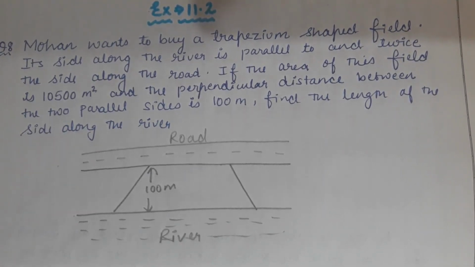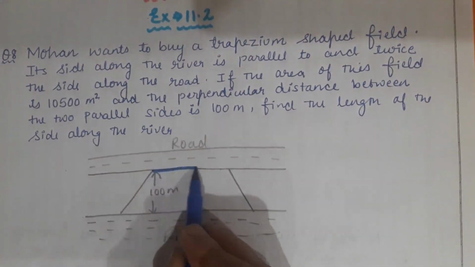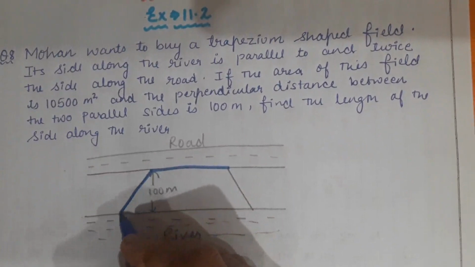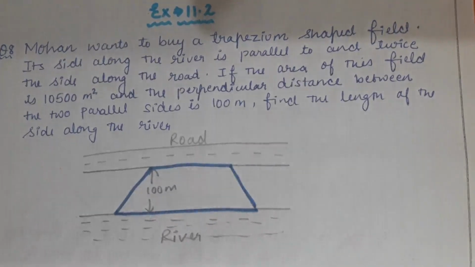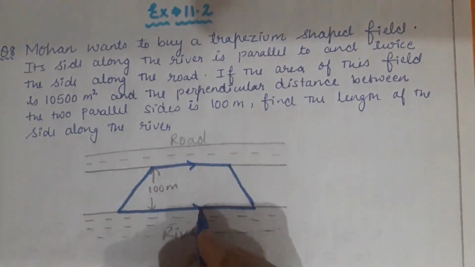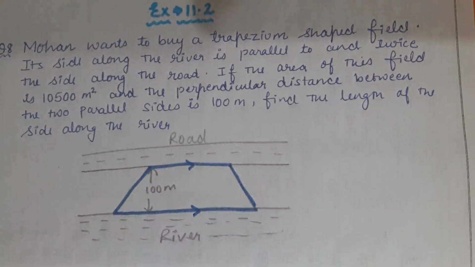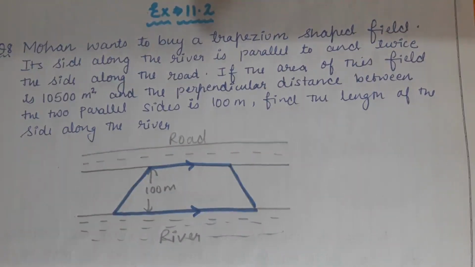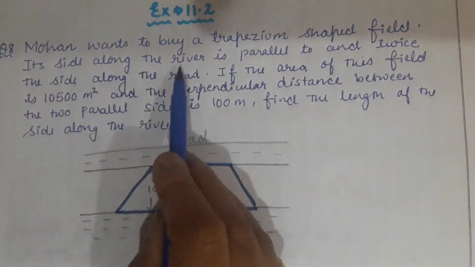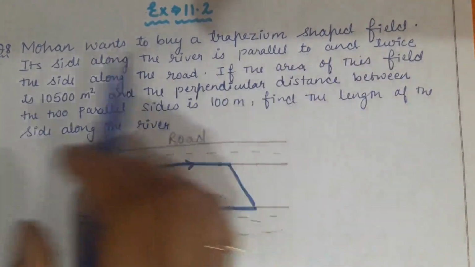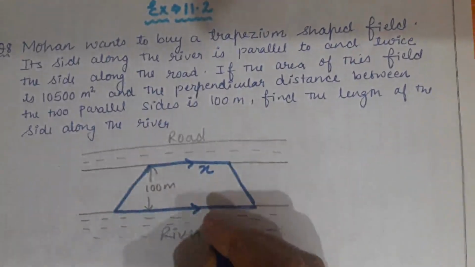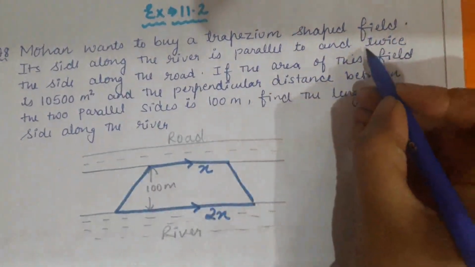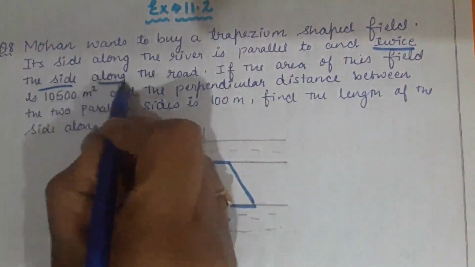Okay children, this is a kind of figure of this particular question. Mohan wants to buy a trapezium shaped field. So if you concentrate, the shape of the field is trapezium. This side and this side are parallel to each other, as per the trapezium property. The question says its side along the river is parallel to and twice the side along the road. So if it is x, the other side will be 2x.